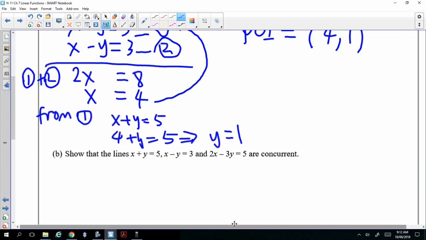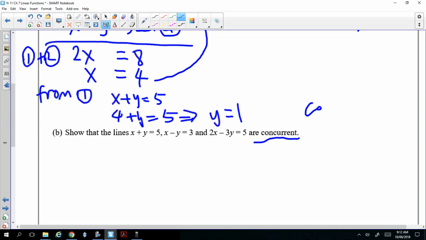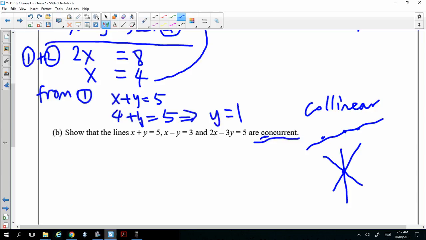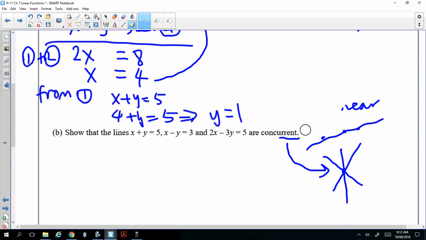Yep, concurrent. Now, there's two words. Remember what collinear means? Yeah, when the points are on the same line. Concurrent means all lines on the same point. To pass through the same point. Does that make sense? Concurrent means lines pass through the same point. That's called concurrent. Let me write it down.